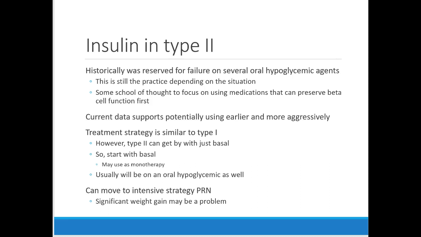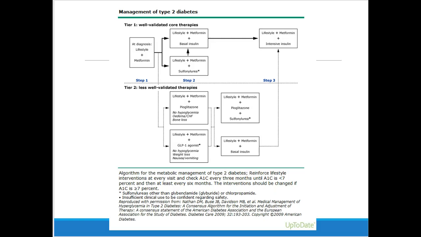Treatment is very similar to type 1. However, a lot of times in type 2, you don't start somebody on mealtime insulin. You just start them on a basal regimen. You can add mealtime if you think it's necessary, but most patients will be started on basal. Usually, they'll be on oral hypoglycemics as well. Most patients should probably be on metformin in addition to their insulin. Intensive strategies, increased doses, and continuous infusion pumps are all options for type 2 patients. You just move up as needed based on how intensive you want your strategy to be.